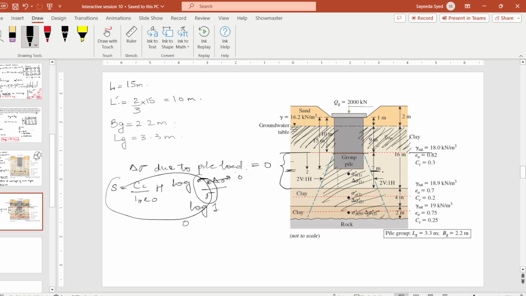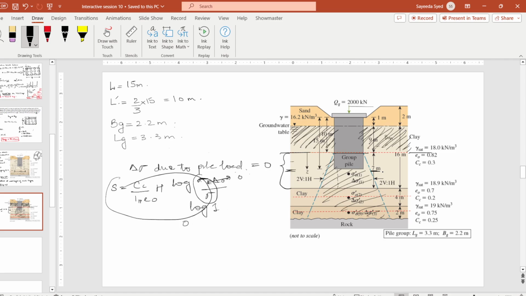7 by 2, Z2 is 7 plus 4 by 2, which will be equal to 9, and Z3 equals 7 plus 4 plus 2 by 2, which will be equal to 12 meters. So we got these values.